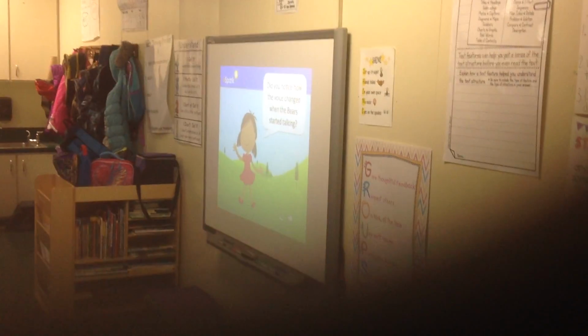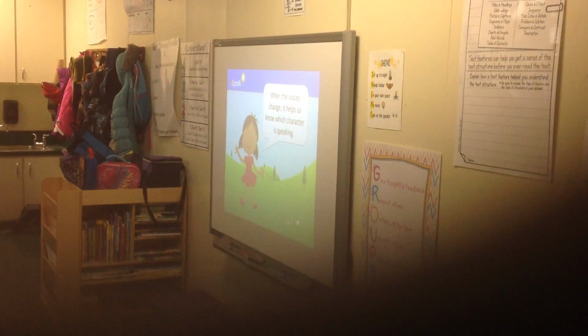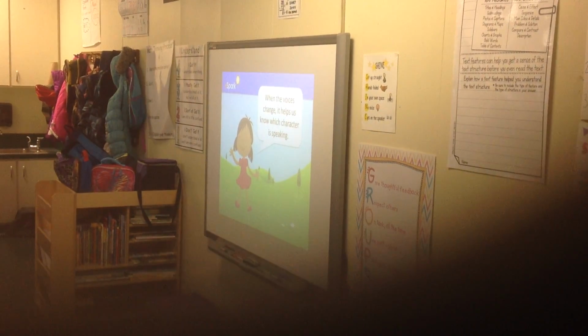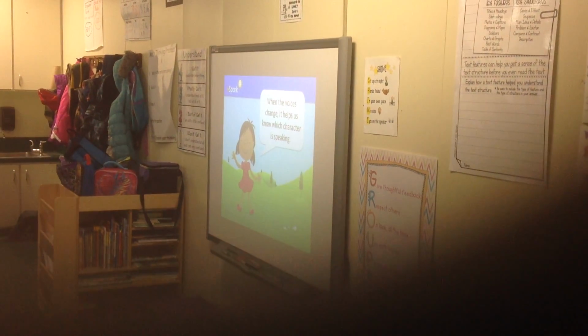Said Baby Bear. Did you notice how the voice changed when the bears started talking? When the voices change, it helps us know which character is speaking. Even if I'm reading all by myself in my head, I can give each character a different voice. Let's keep reading the story.